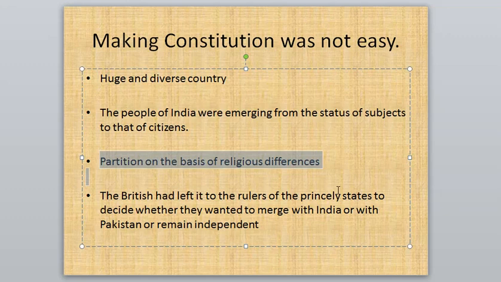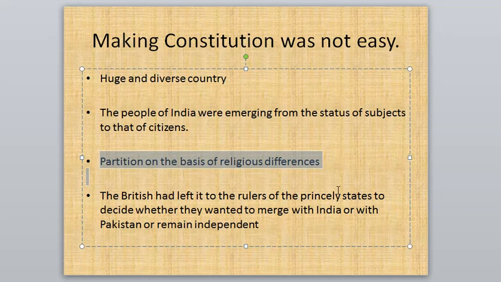But more than 10 lakh people died in the riots and violence during this religious conflict. That was the problem we were facing, because it was not a good situation at that time to make a constitution without addressing religious matters. So the country was born through a partition on the basis of religious differences.